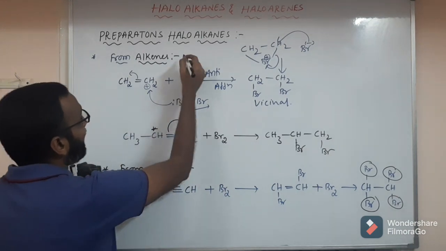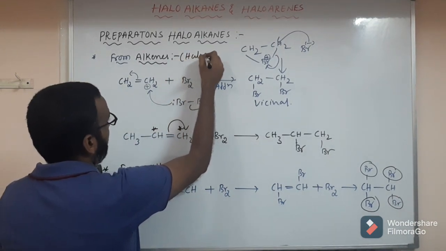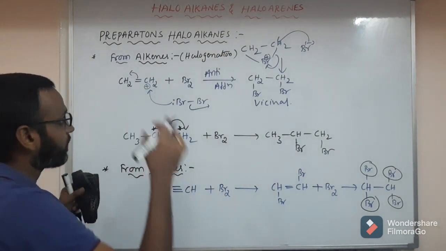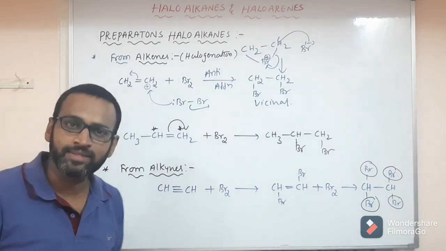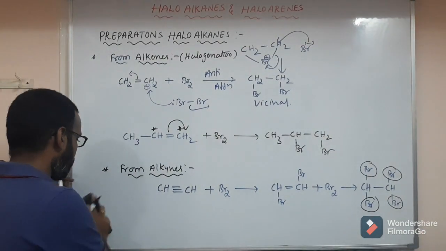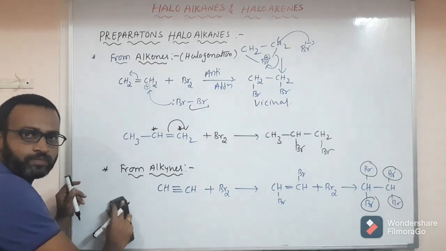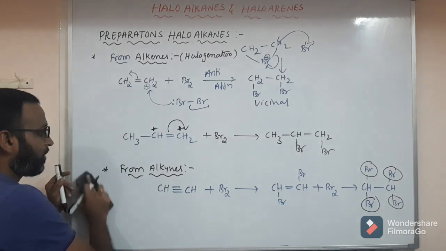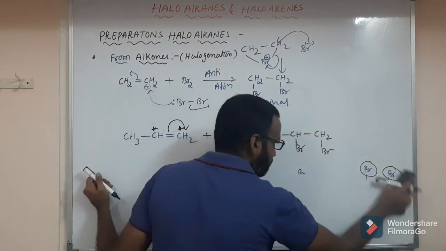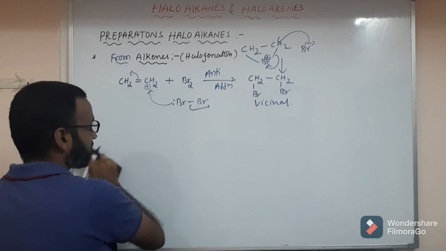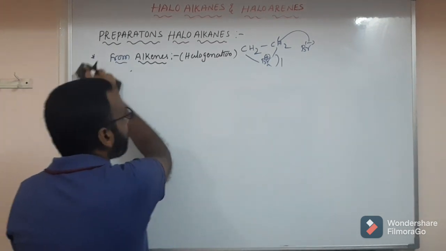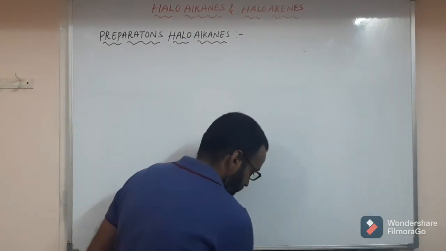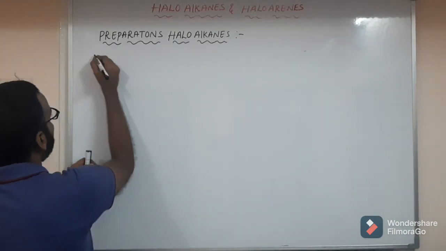So this is just halogenation. Now there is addition of HX, which I was not given. That addition will be called hydrohalogenation. We call addition of HX like HCl, HBr, HI, those. For addition of HX to a particular alkene, we have to follow the Markovnikov rule, that you know already. So that we have to follow.